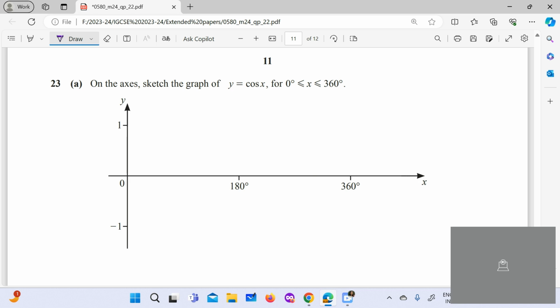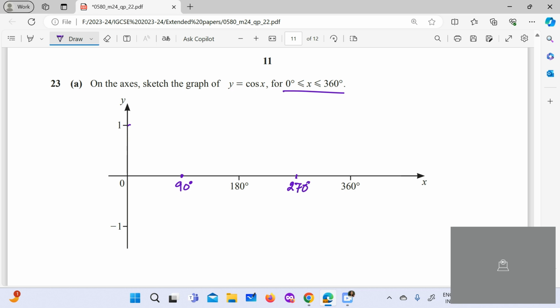So this question is, on the axis sketch the graph of y is equal to cos x for x greater than or equal to 0, x less than or equal to 360. So you have to plot the graph for cos where the values are 0 to 360 degrees. You know that the cos graph starts with 1. So let's mark here 90 degrees. Let's mark here 270. This will be easier for you to work like this.